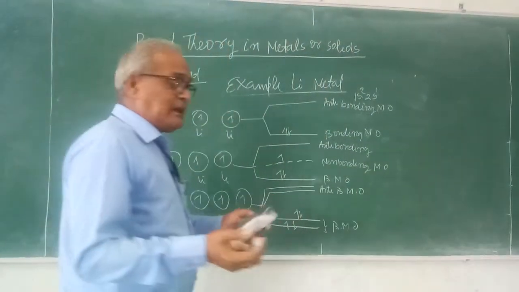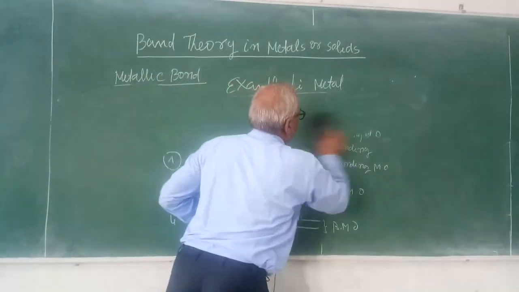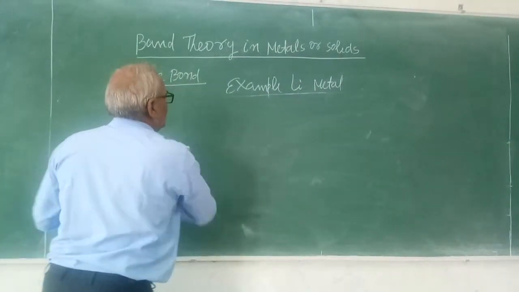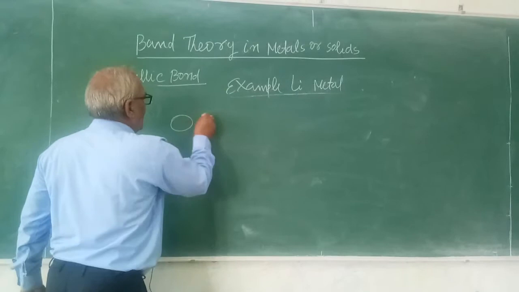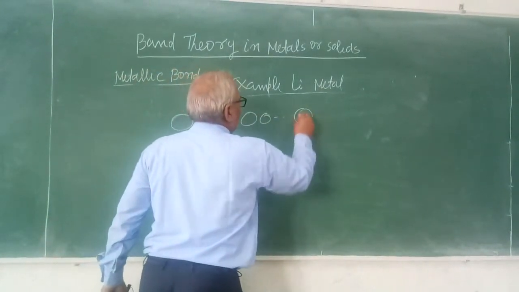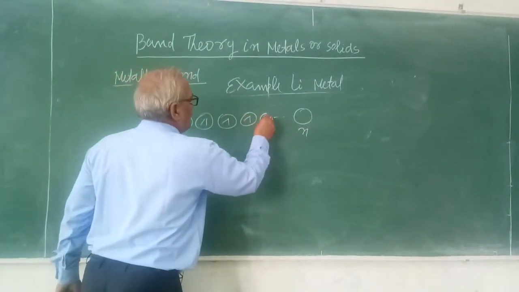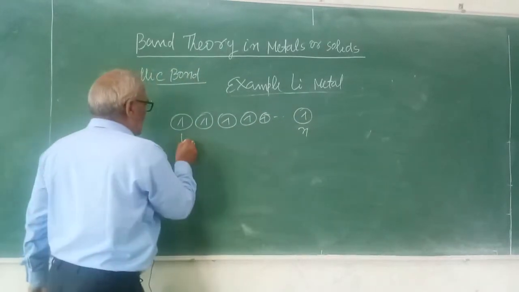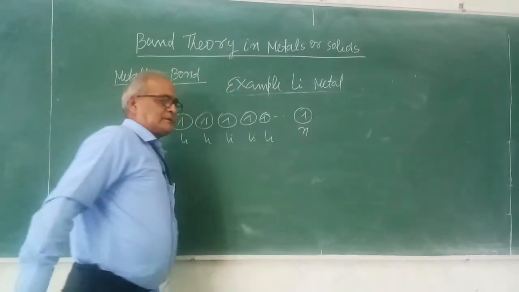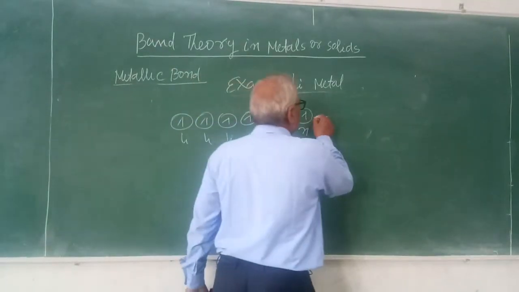How do we see the band? Just see here: 1, 2, 3, 4, 5, up to n. One electron in the valency shell, lithium, like this. So what will the band formation be like this?